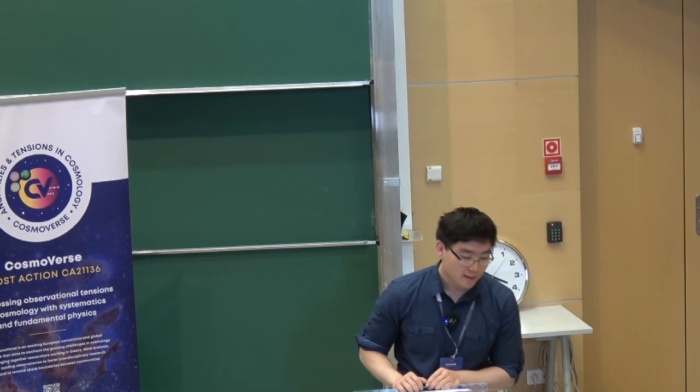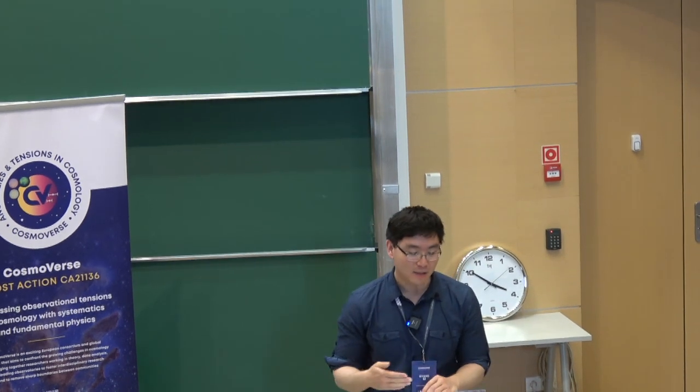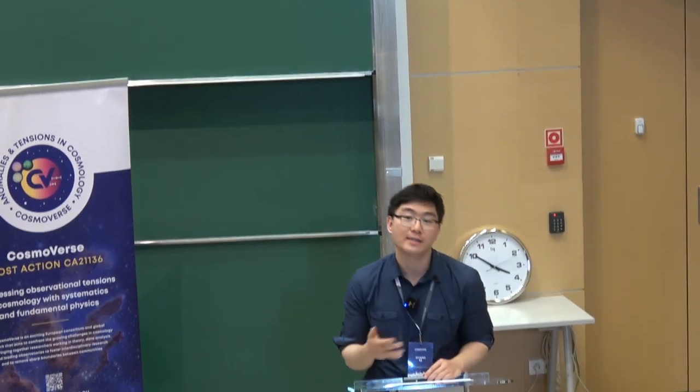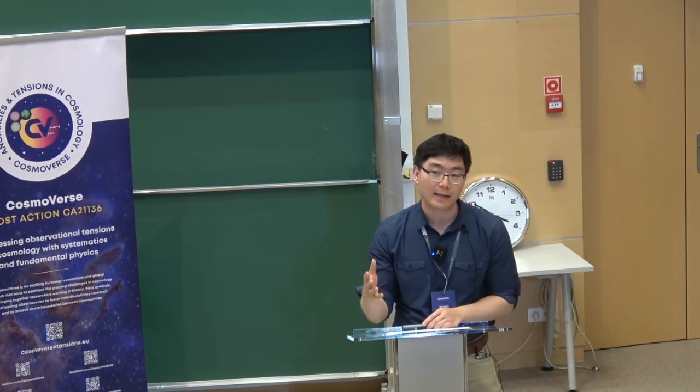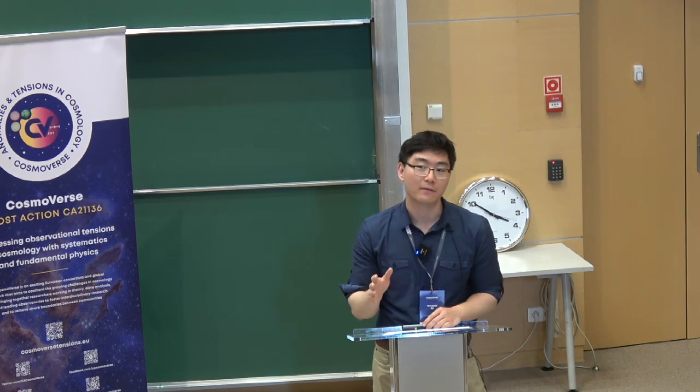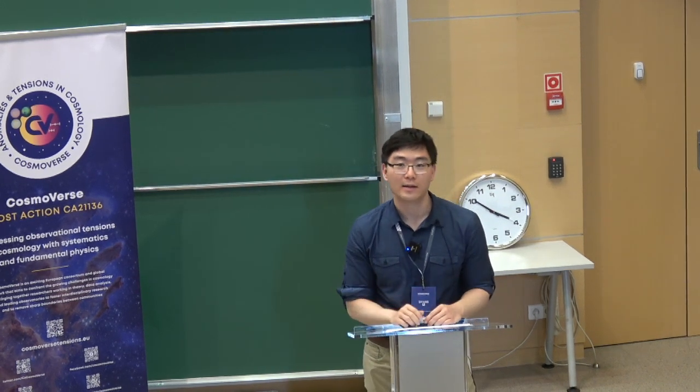Right. And so our group is also working on looking at possible variations in the extinction law. And we are seeing that, at least for the directions in the host galaxies that we're looking at, it doesn't vary significantly from our R_V of 3.1.